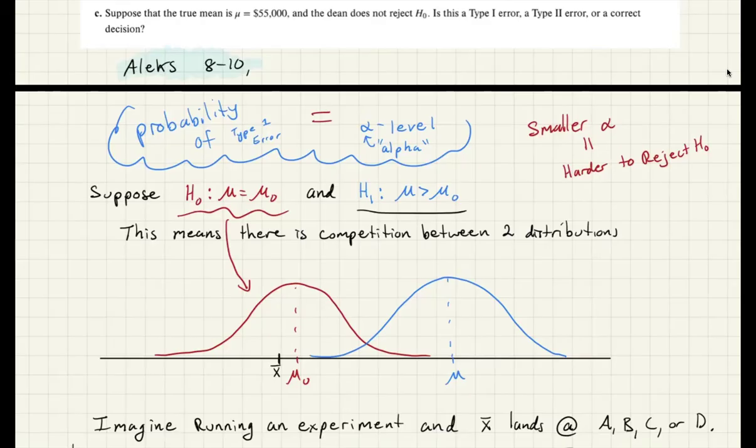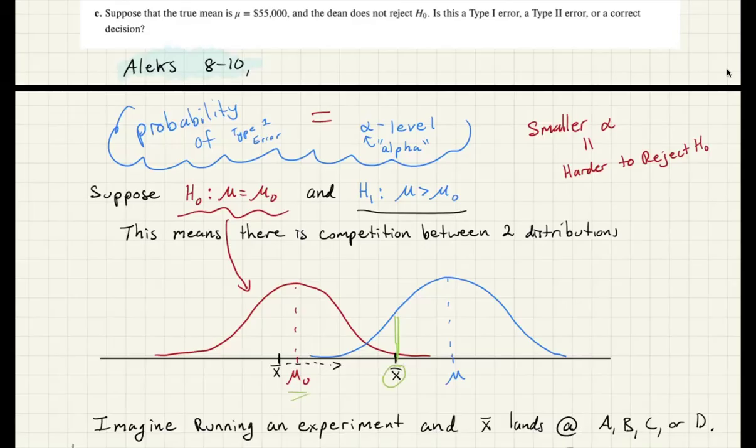Here's the thing. As X bar drifts more and more this way, what happens if X bar is here? Now you can say the probability of being under the red curve is way less than the probability of being under the blue curve. You're starting to get more evidence for blue than for red. So with an X bar out here, it's more likely you would reject H naught. You'd say it's likely not modeled by the red curve.